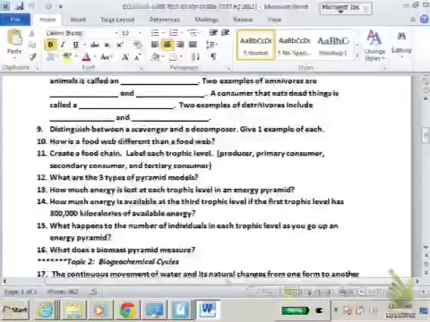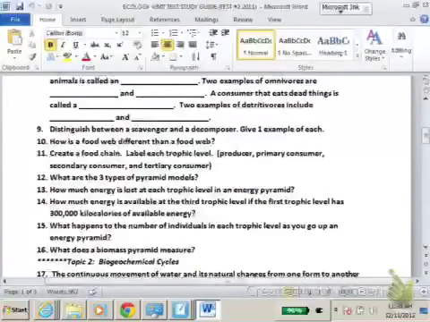Okay, so number 13, how much energy is lost at each trophic level? Well, we said 90% is lost, only 10% is transferred. Number 14, how much energy is available at the 3rd trophic level, if the 1st trophic level has 300,000 kilocalories of available energy?